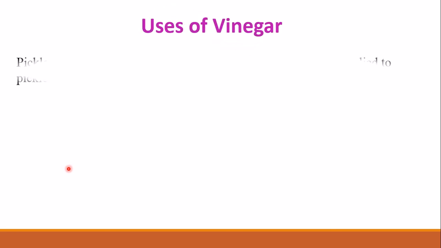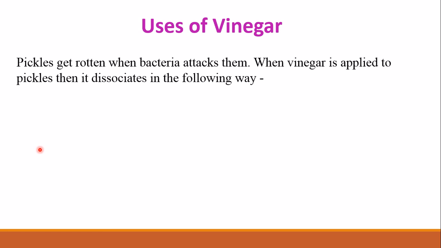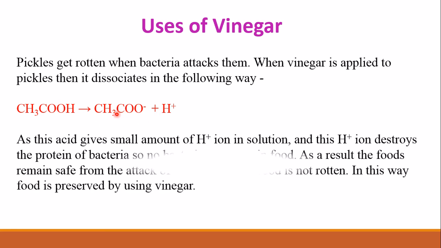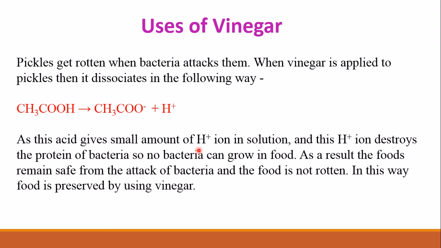Uses of vinegar. Pickles get rotten when bacteria attack them. When vinegar is applied to pickles, then it dissociates in the following way. Though vinegar, that means ethanoic acid, is a weak acid, it slightly dissociates to make ethanoate ion and hydrogen ion. As this acid gives a small amount of hydrogen ion in solution, this hydrogen ion destroys the protein of bacteria, so no bacteria can grow in the food.